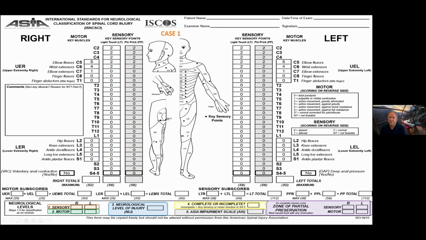Do you have, below the level of C6, which is your neurological level of injury, any motor function spared? Anything other than 0s, all the way down on either side? And if so, at what level?